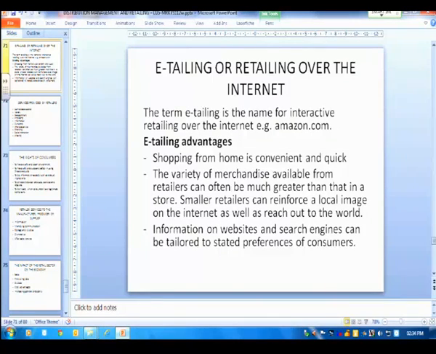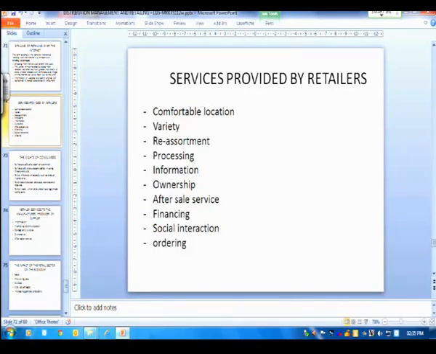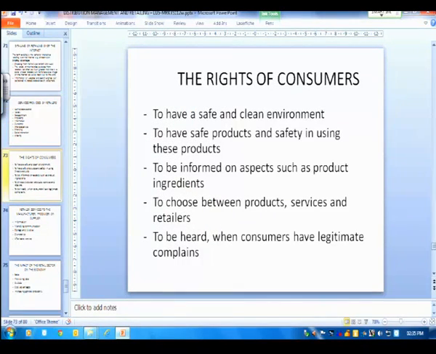3, information on websites and search engines can be tailored to stated preferences of consumers. Services provided by retailers: comfortable location, variety, reassortment, processing, information, ownership, after-sale service, financing, social interaction, and even ordering.